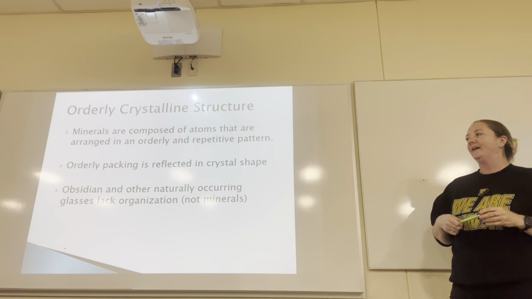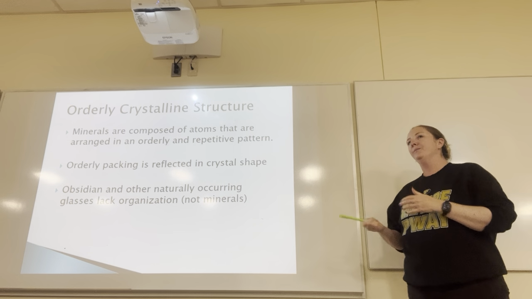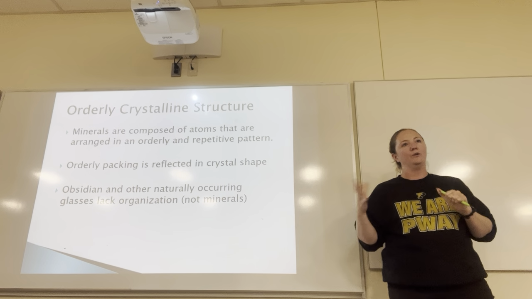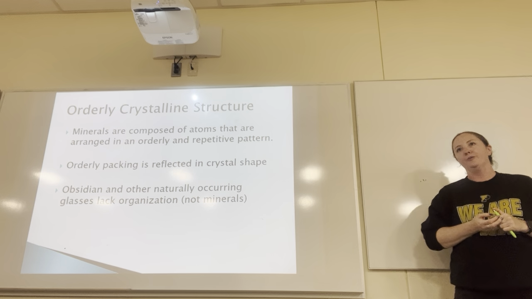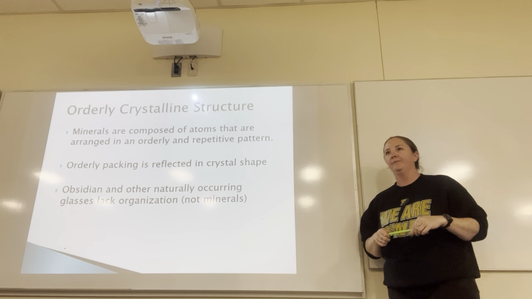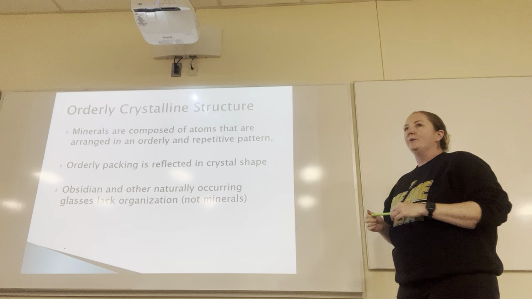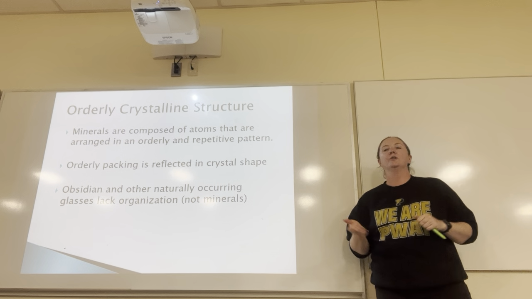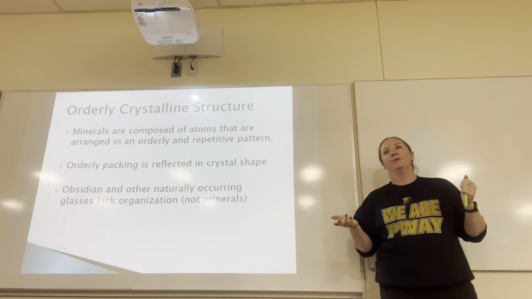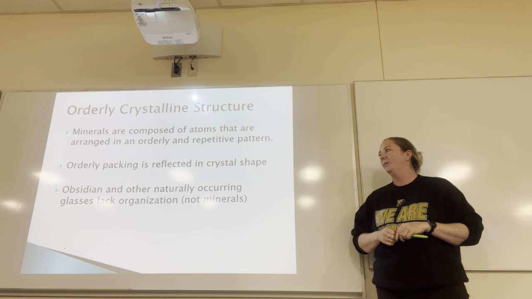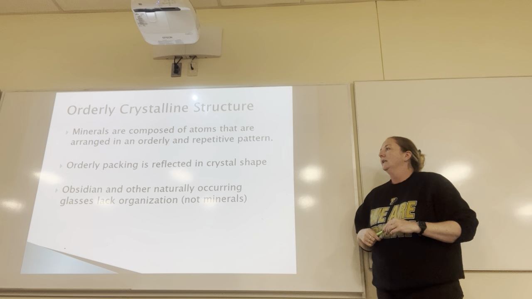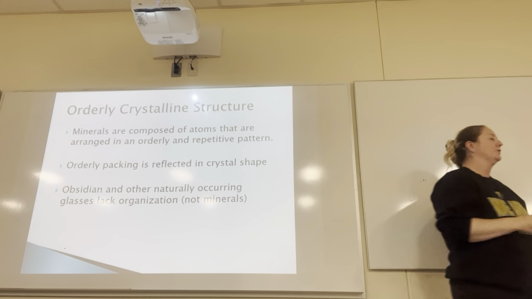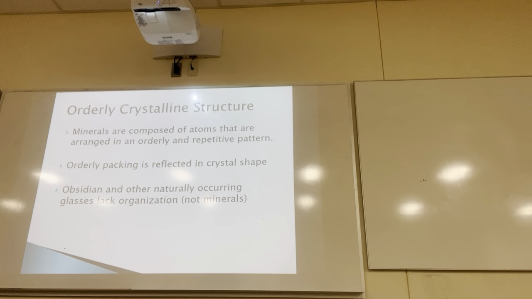Obsidian and other naturally occurring glasses have an amorphous texture, so they lack this crystal structure, so they would not be considered minerals, even though they meet all of the other criteria. Something like opal has also an amorphous structure, so it's not technically considered a mineral. It's a mineraloid or mineral-like material, but not a true mineral. We're going to learn about some of the different crystal structures that exist, but this has to be organized in some way. And there's a little image to kind of show you what an organized crystal structure might look like.